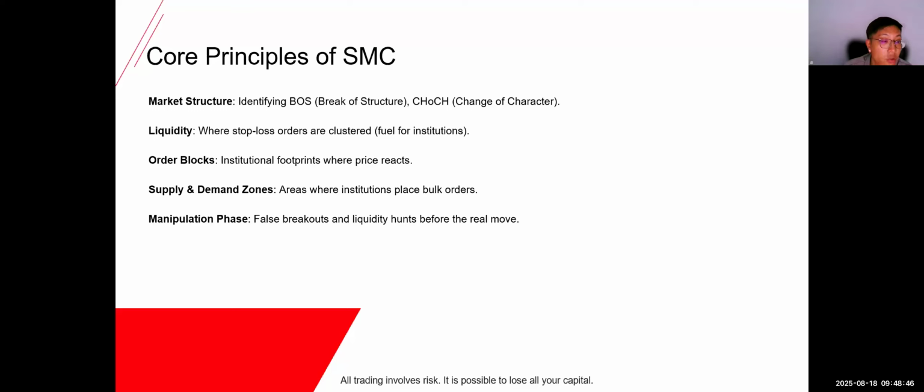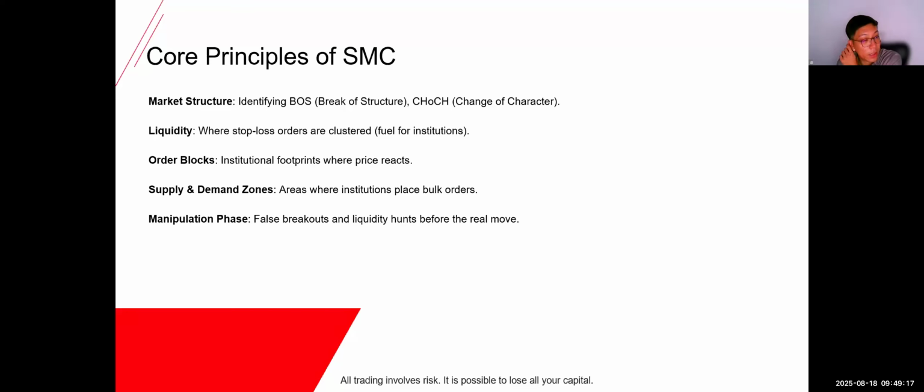Firstly, we have market structure. Market structure meaning identifying BOS, which is break of structure, as well as change of character. Market structure is just two very simple things: break of structure as well as change of character. Just these two things. If you are able to master market structure itself, you'll be able to see whether the direction is a buy or a sell.